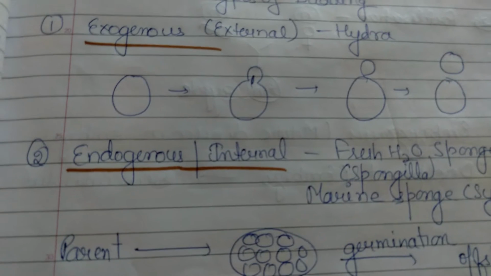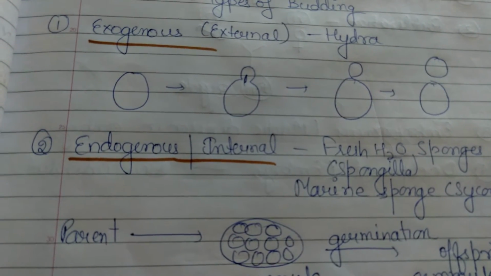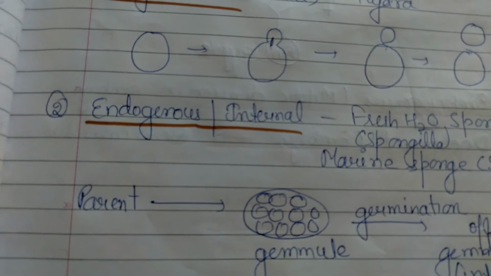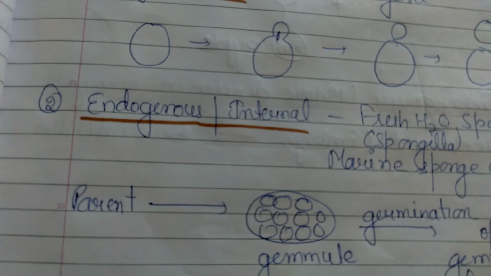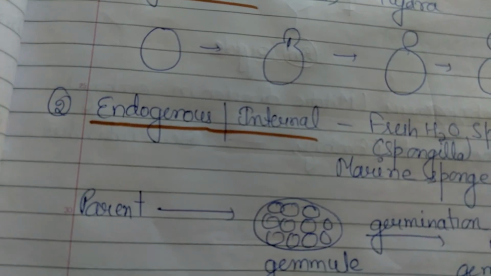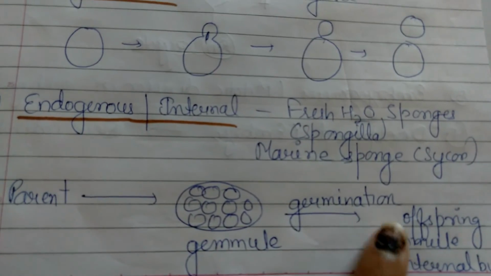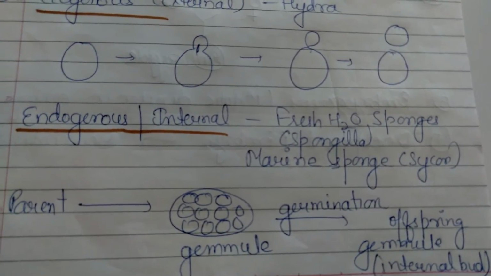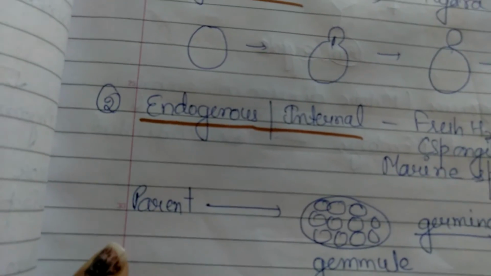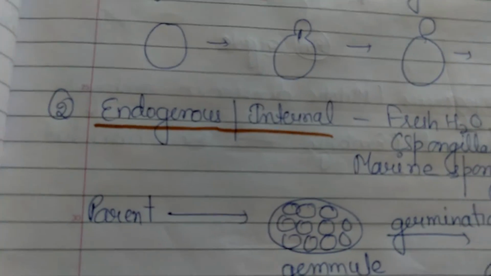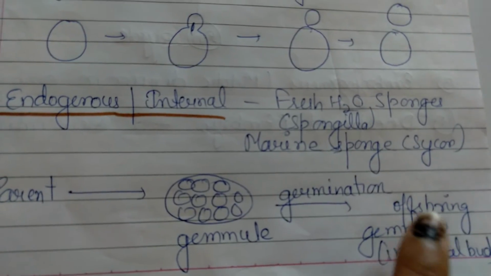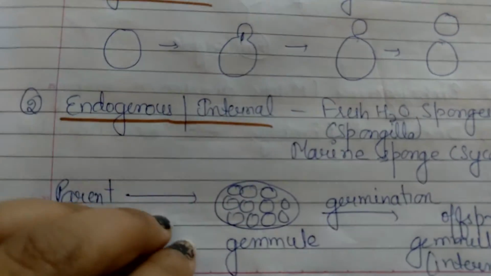Endogenous means internal. For example, freshwater sponges. The example of freshwater sponges is Spongilla, and of marine sponges, Scypha. In this, the parent body forms a special mass of cells known as gemmule. Under favorable conditions, it germinates and forms offspring, and these gemmules are known as internal buds.